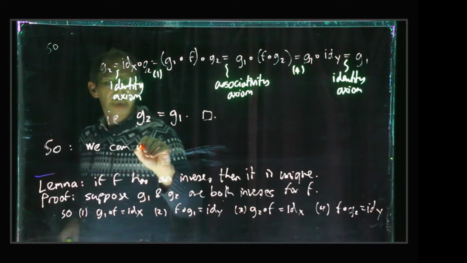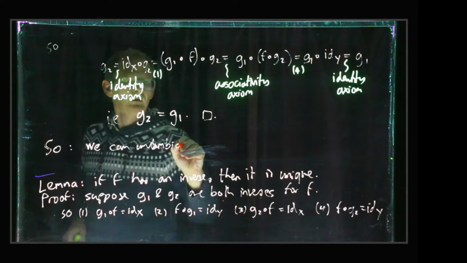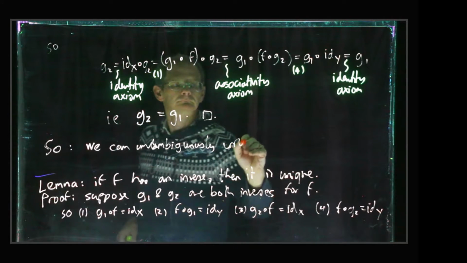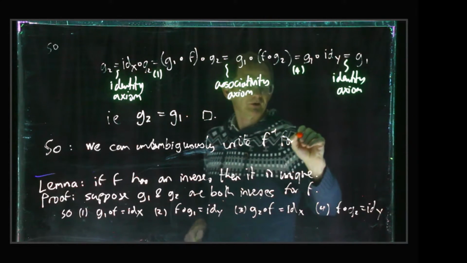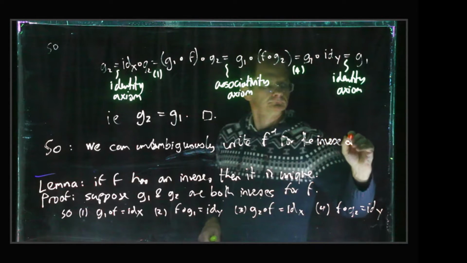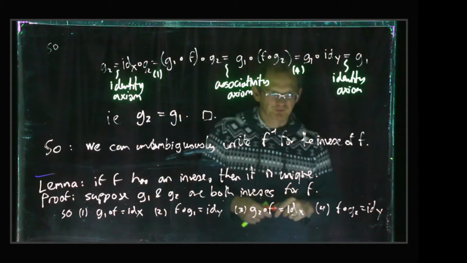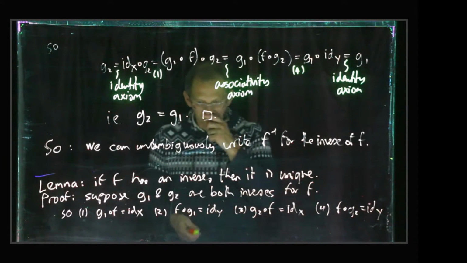We can unambiguously write F inverse, or the inverse of F. Okay. Of course, not every morphism has an inverse, but if it does have an inverse, then it's unique, and we call it F to the minus 1.